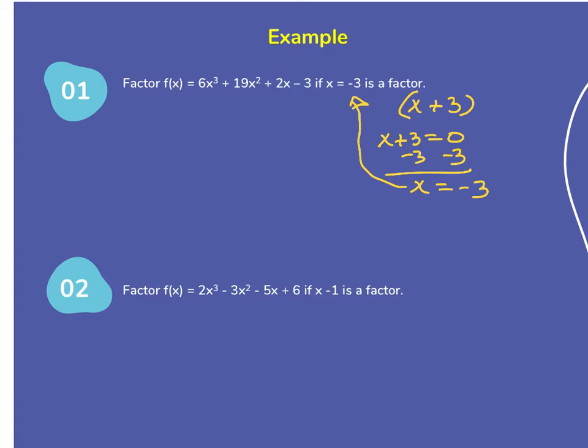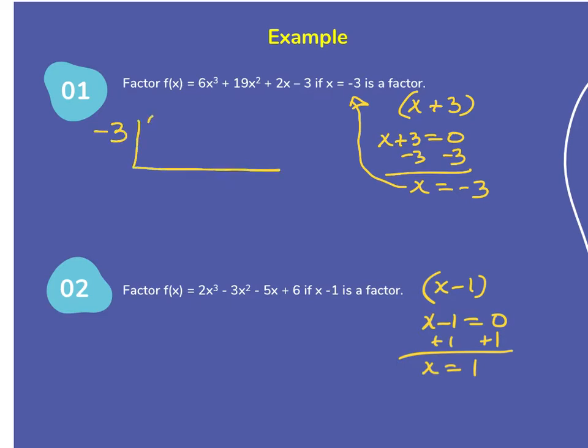However, if it's presented to you like number 2, this is actually the factor itself. And again, to figure out what number you're going to use in your synthetic division, you set it equal to 0. And the number I'm using here is going to be x equals 1. Okay, so let's go back to number 1 and do that problem. Here we're going to use negative 3.